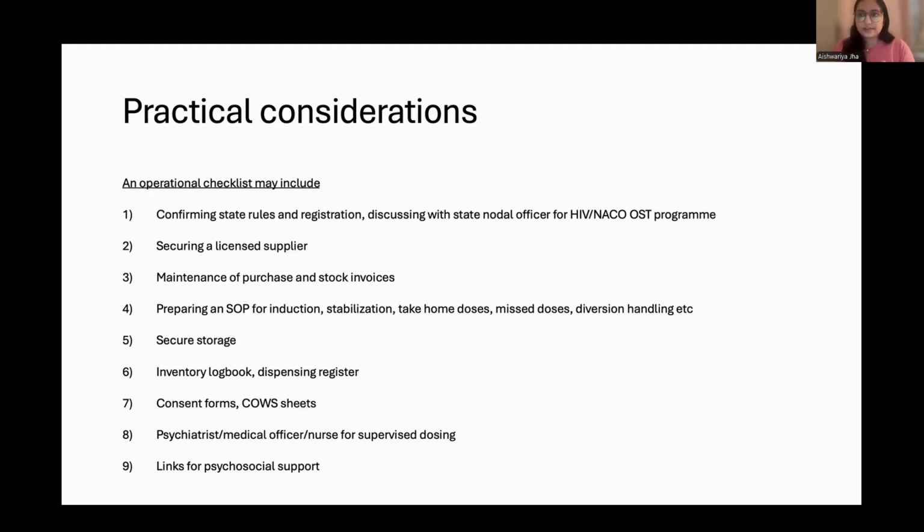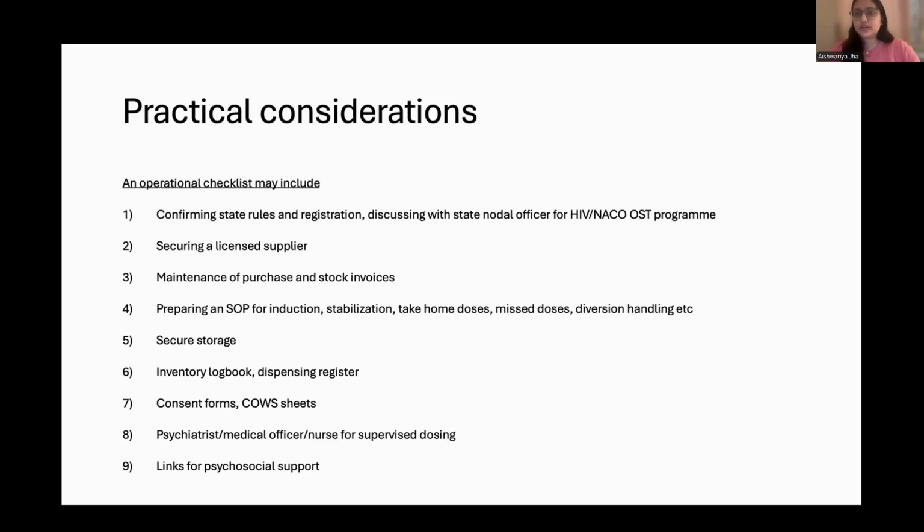So if you were to apply for a license, then this is kind of an operational checklist. This is not foolproof, nor does every item need to be met. But these are some things to consider. One is to confirm the state rules and regulations, because they might change from state to state. For example, in Punjab, you can also look into registration and discuss with your state nodal officer for HIV and NACO OST programs if you want to link it with these national programs. You have to secure a licensed supplier and maintain your invoices.